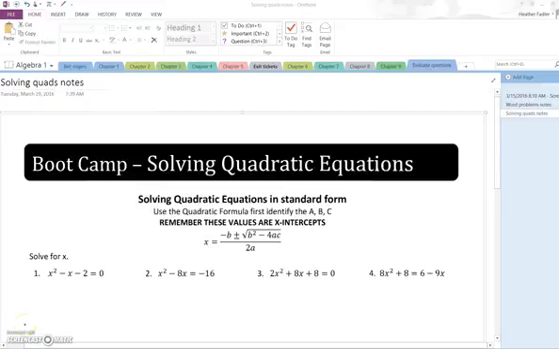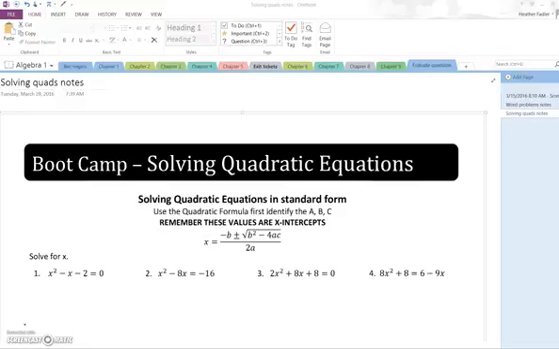Hello everyone. This section is solving quadratic equations. This should be super easy for you because you just literally learned it maybe a week ago. So, first thing, solving quadratics in standard form.